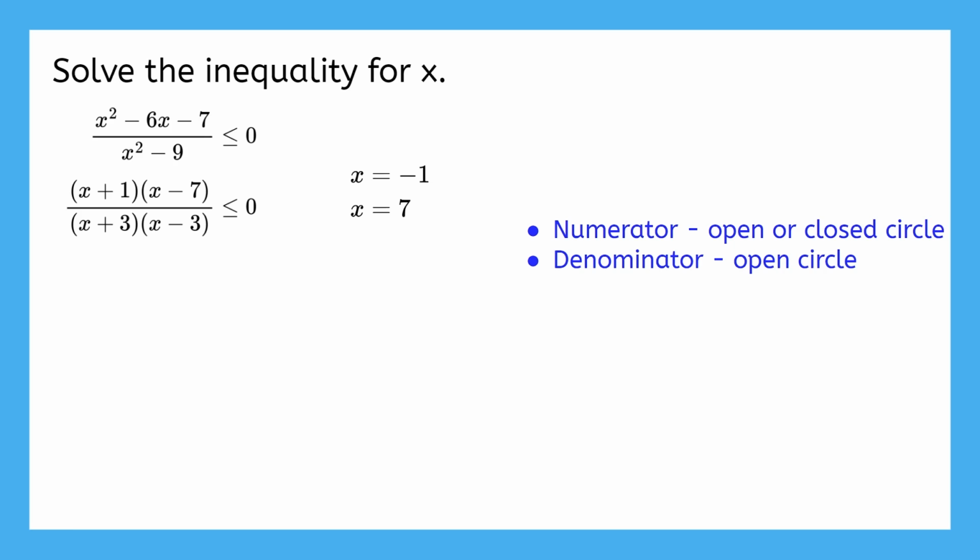If the inequality has the equal to symbol in it, then these numbers are included and will be represented by a closed circle on a number line.